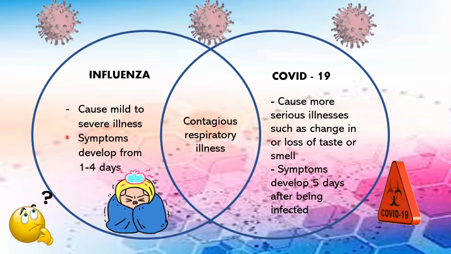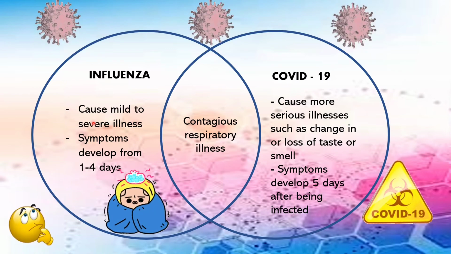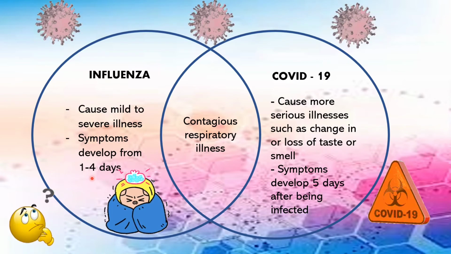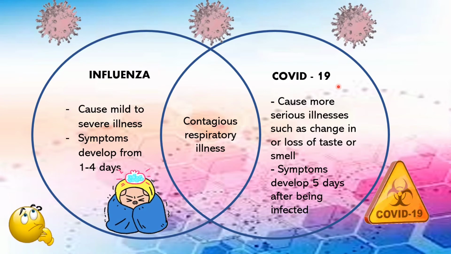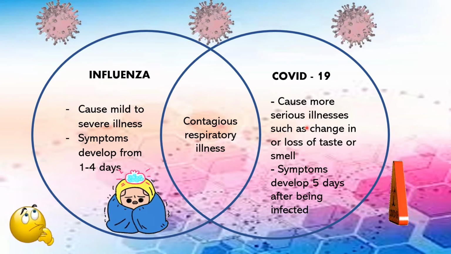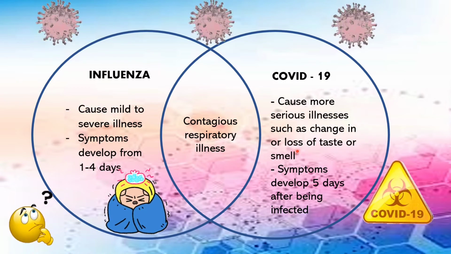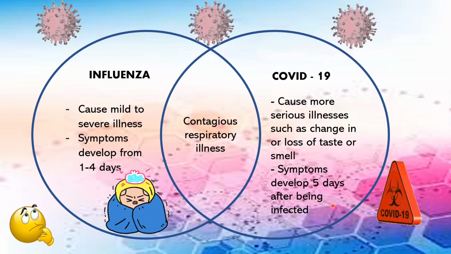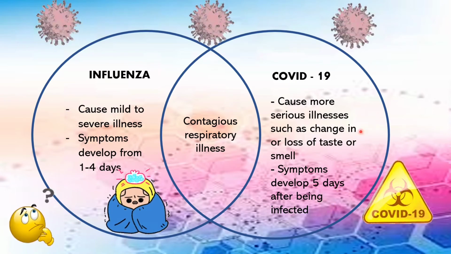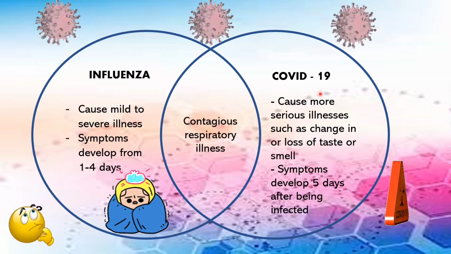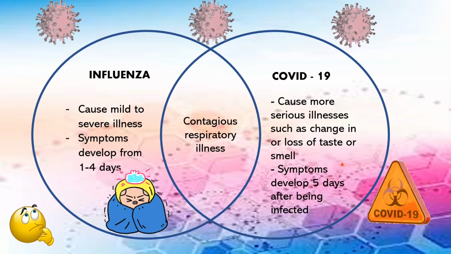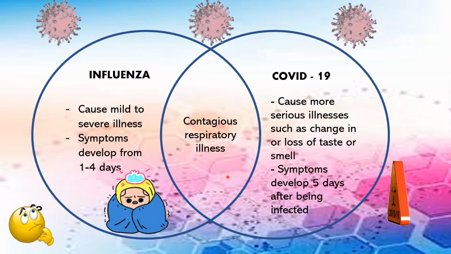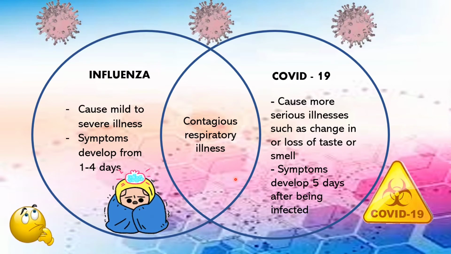So for this part, influenza causes mild to severe illness. The symptoms develop from 1 to 4 days. Compared to COVID-19, which causes more serious illnesses such as change in or loss of taste or smell, and symptoms develop 5 days after being infected. So these are the differences between influenza and COVID-19. So how are they related to each other? Both influenza and COVID-19 are contagious respiratory illnesses.